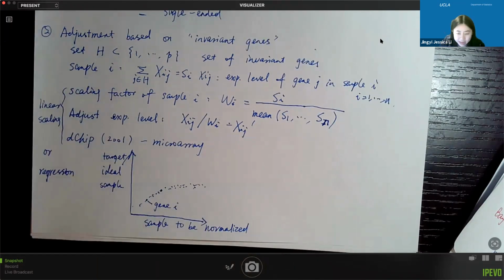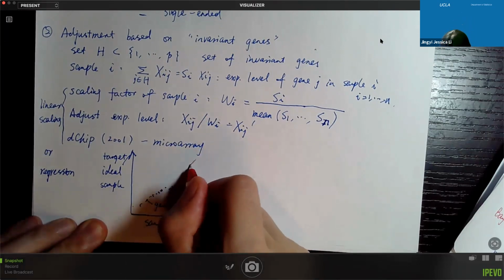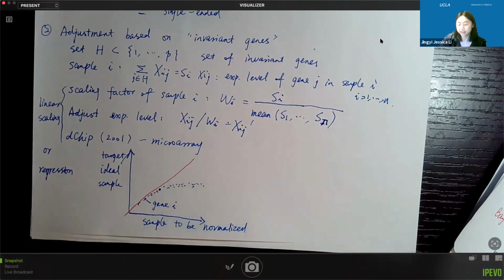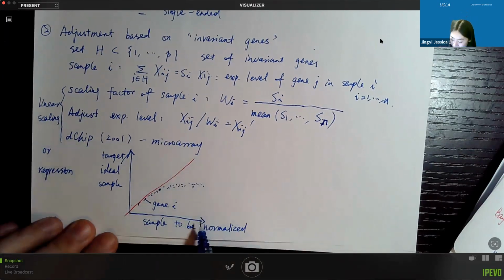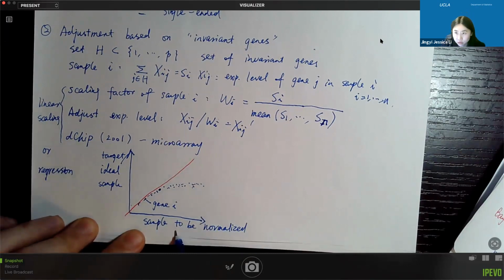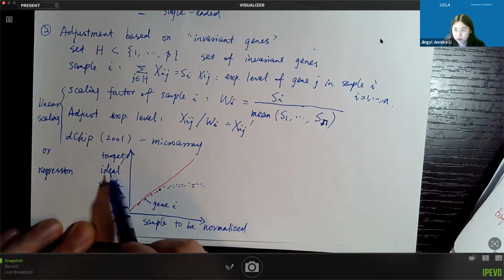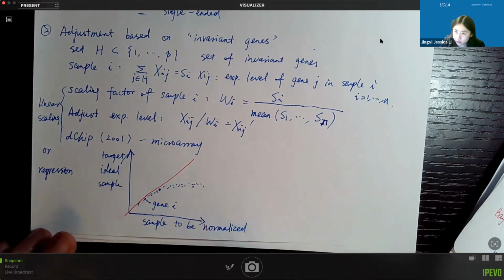And our diagonal line is this. Then clearly for those genes that are highly expressed in this sample, these samples are to be normalized here. They are more highly expressed in my current sample than the target or ideal sample. So then how do I do that?